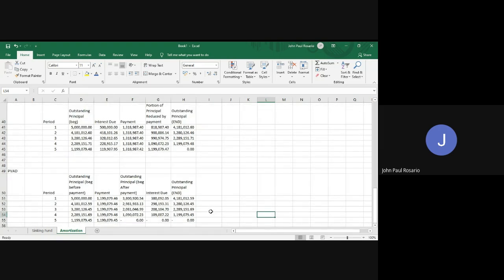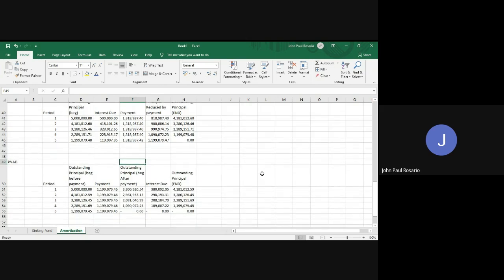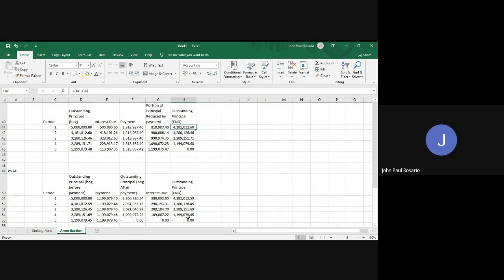So as you can see here, no matter what method you have used, whether it is ordinary annuity or annuity due, your balances at the end of each of the 5 years are still the same, right? It's just that there may be a discrepancy of 1 centavo per year. Okay? But that's just very minimal.